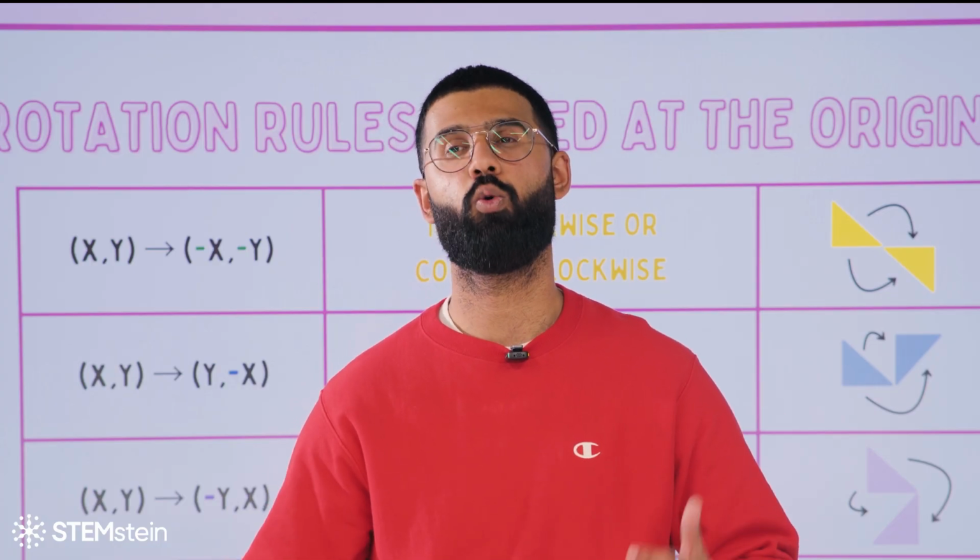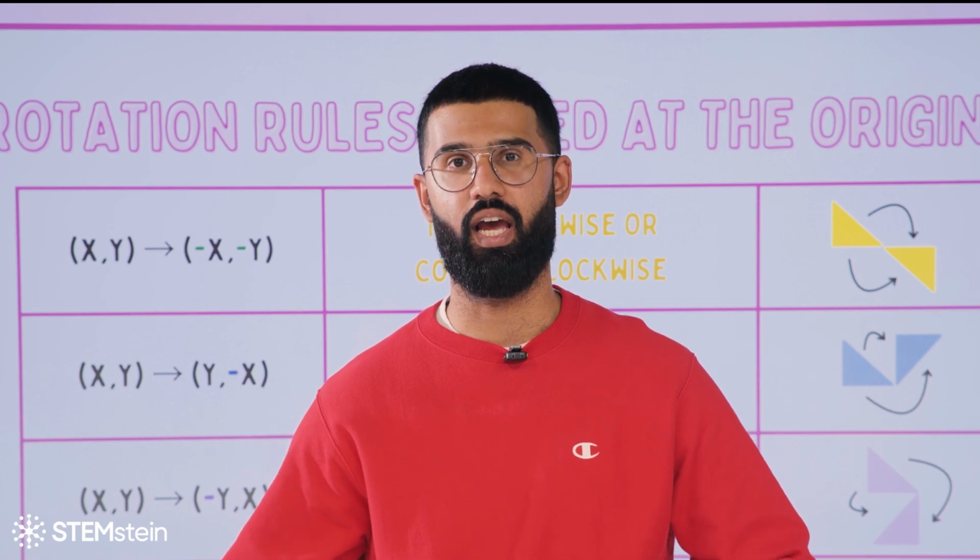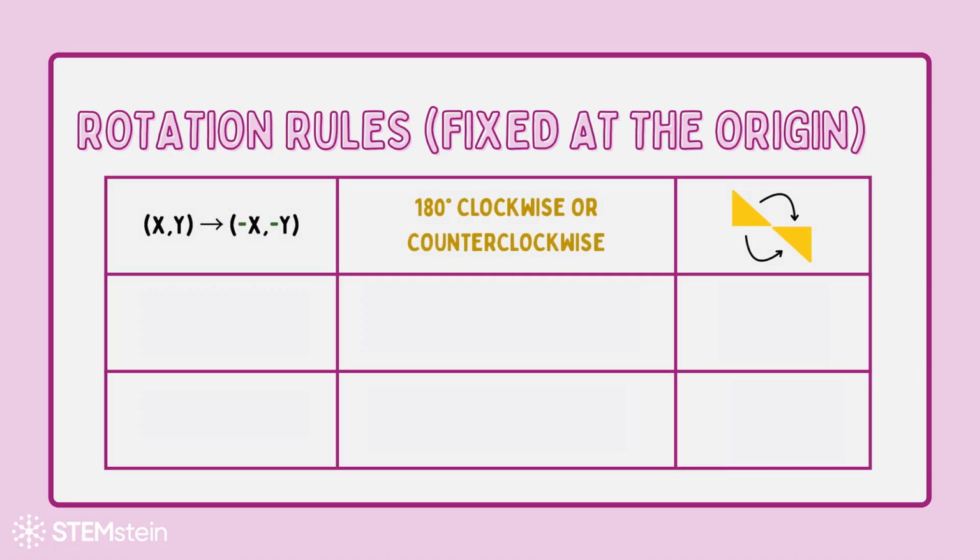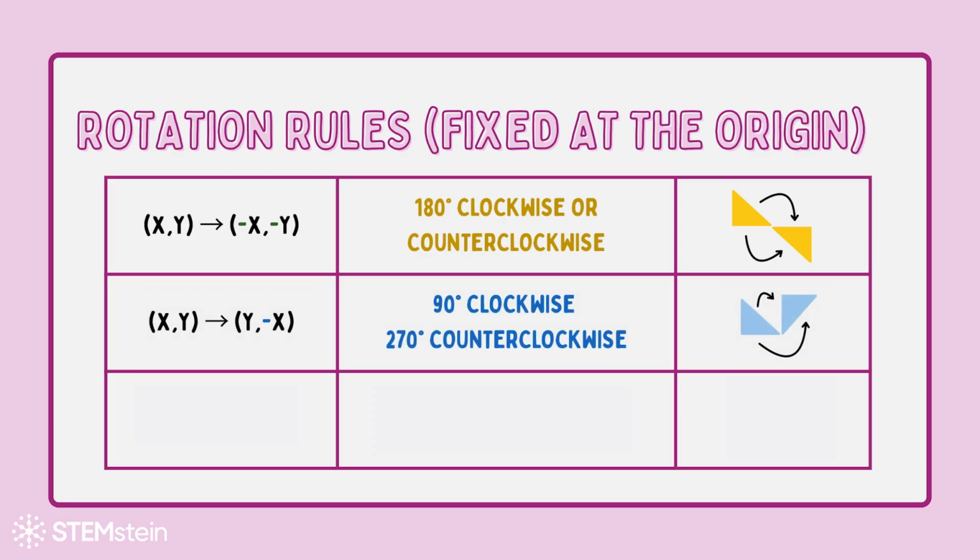So let's imagine the coordinates on the polygon are all x, y. When we rotate it 180 degrees clockwise or counterclockwise, the x, y are both multiplied by -1, becoming -x and -y. For the second rule, when we rotate 90 degrees clockwise or 270 degrees counterclockwise, we get the same result.